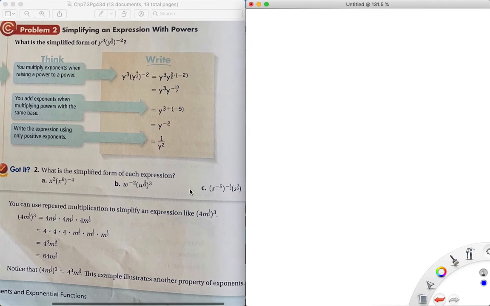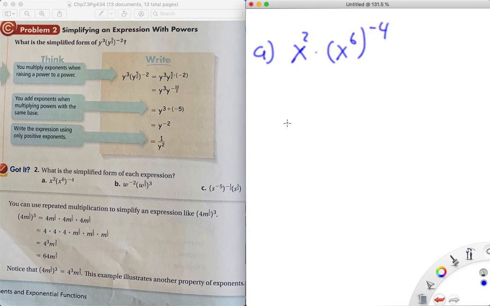All right, so they have examples of what happens when you multiply and then one of them is being raised to a certain power. So here we have number 2, letter A. This is x squared times x to the 6th power raised to the negative 4th power.